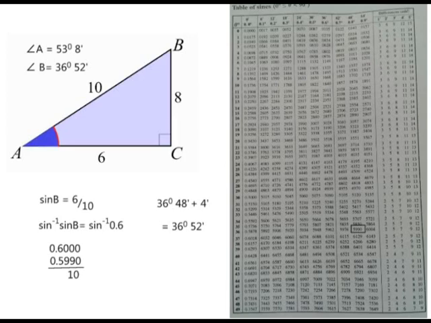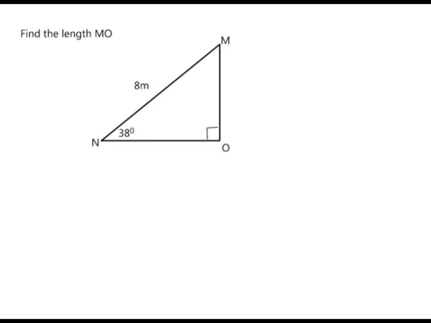We take an example. Find the length MO. MO is opposite to the angle 38 degrees. The hypotenuse is 8 meters that we are given. And so sine 38 degrees is equal to MO over 8. Cross multiplication. MO is equal to 8 times sine 38. Sine 38 is equal to 0.6157. And so 8 times 0.6157.